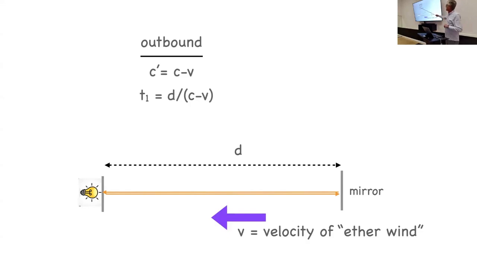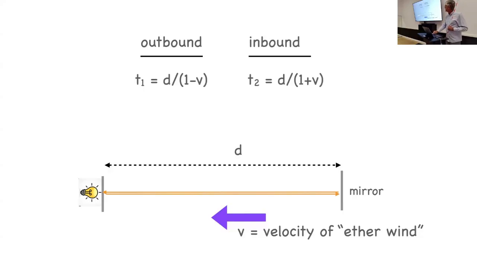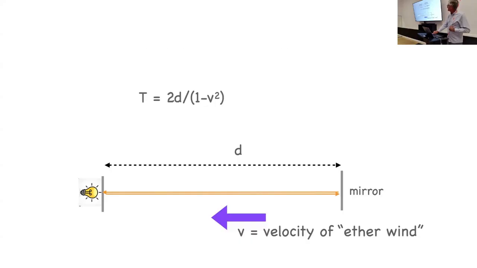Oh, I'm sorry. In the first case, outward bound, what we really want is t. T1 is the time lapse from here to here. That's just d divided by c minus v. And then back inbound, now c prime is c plus v. T2 is this. So what's the total time? You just add the two together. And then when you do a little algebra, you can do this on your own at home if you want to. But basically, you get this. It's 2d divided by 1 minus v squared. That's the total time.